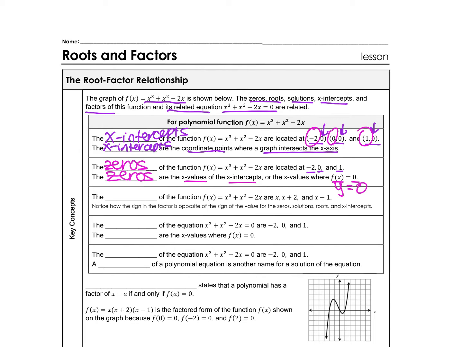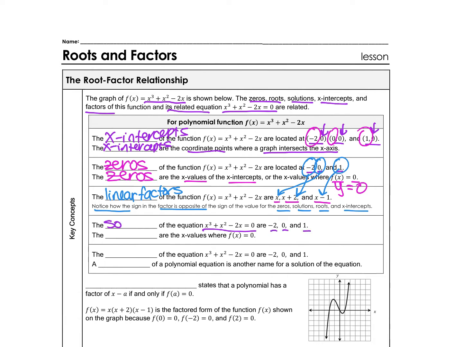Okay, the next part, the blank of a function are x, x plus 2, x minus 1. Notice that those are similar to these up here, but the opposite there. So these are called your linear factors. So remember when we were factoring, we would get something that looks like that. And then notice it's just the opposite. So x plus 0, and then that's the opposite there. Okay? It says now notice how the sign in the factor is the opposite of your zeros, solutions, roots, and x-intercepts.